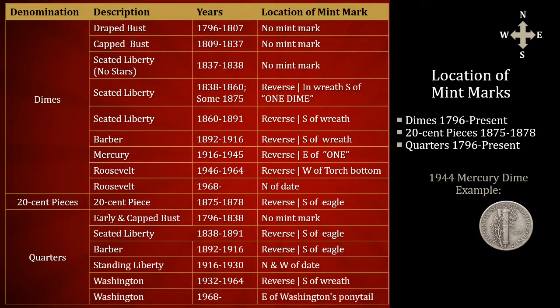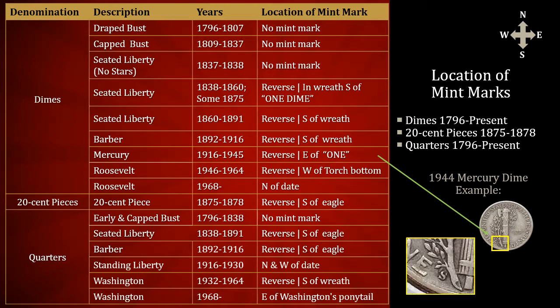This next table covers dimes, 20-cent pieces, and quarters. The example is the 1944 Mercury dime. So if we go to the Mercury dime on the table, the description is it's on the reverse. That's the photo we have there, and it's east of the word "one" on the back. So you look at the back of the coin, look for the word "one," and then go east.